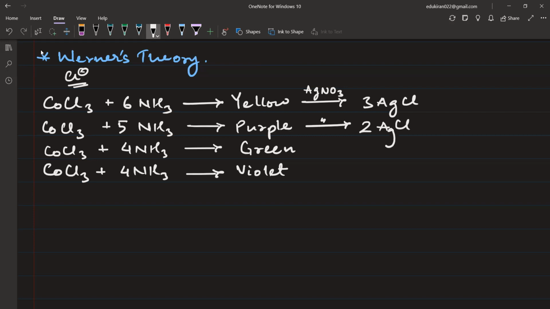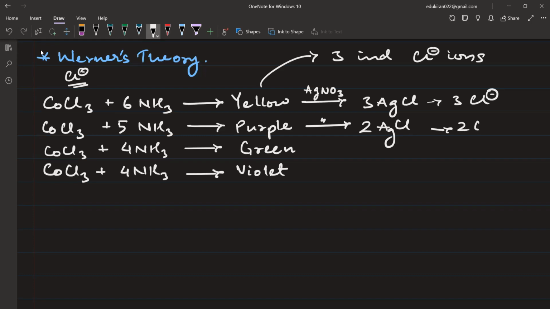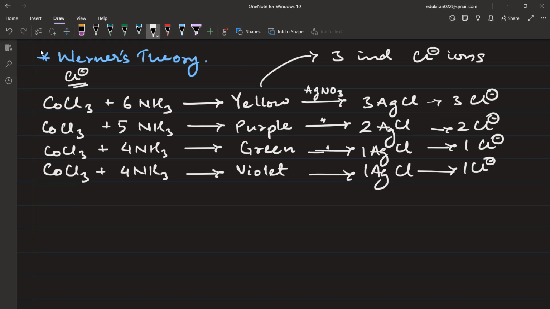Okay, what does this tell us? It tells us that 3 moles of AgCl in the yellow colored complex means that in this complex we have 3 independent Cl negative ions. So we understood that there are 3 Cl negatives in the yellow colored compound. In the purple one we have 2 Cl negative. In the green color, he used to get 1 AgCl, which means there is 1 chloride ion which is independent. And here also 1 AgCl, that means there is one chloride that is independent.